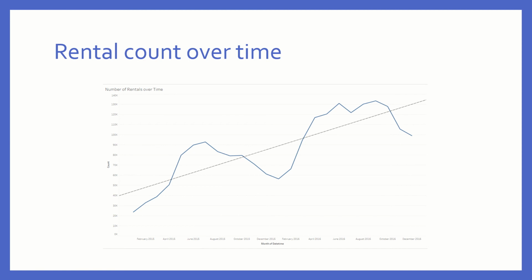For the last model in our dashboard, we looked at the number of rentals between February 2015 and December 2016. When we added a trend line, we determined that between April and October, the number of rentals was above the trend line and all other months fell below the trend line.